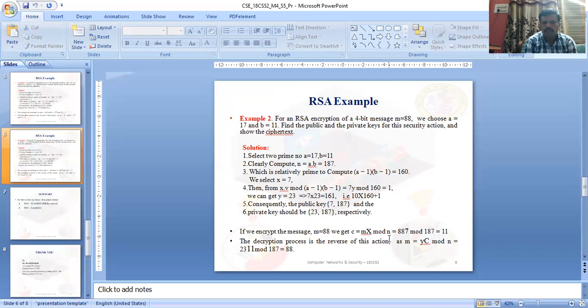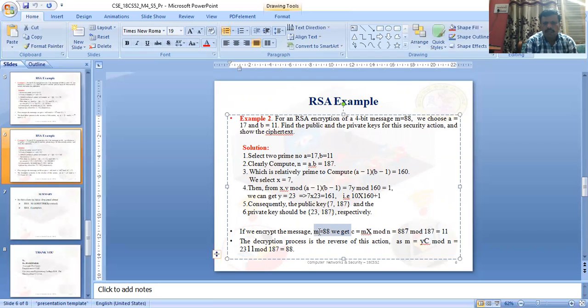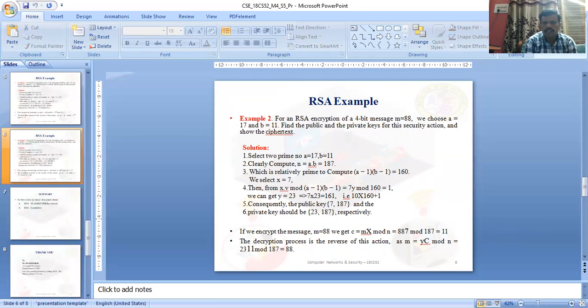So do the decryption process. This is equal to c to the power of y mod n. It is not y to the power of y, it is c to the power of y mod n. So that is 11, the ciphertext, to the power of 23, mod 187. Again we are getting back the given plain text, m is equal to 88. So that should be obtained.